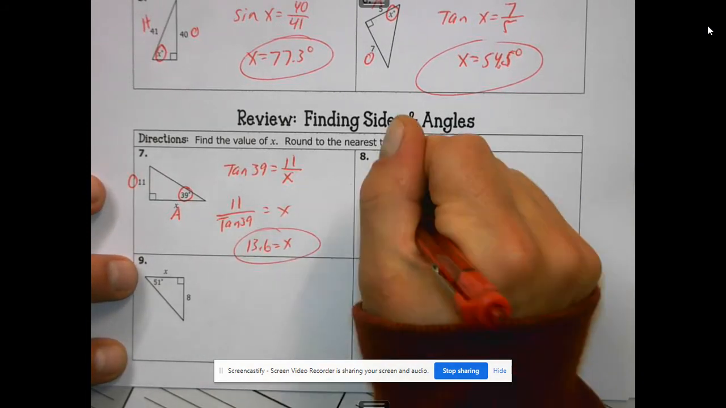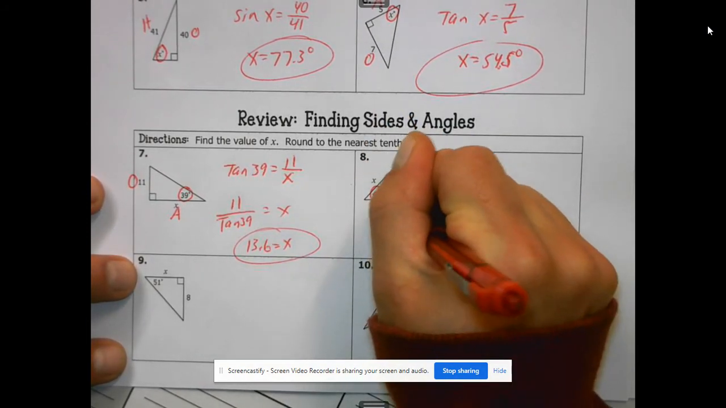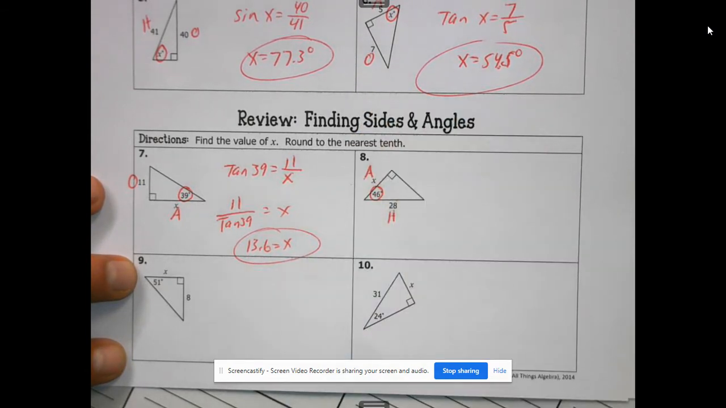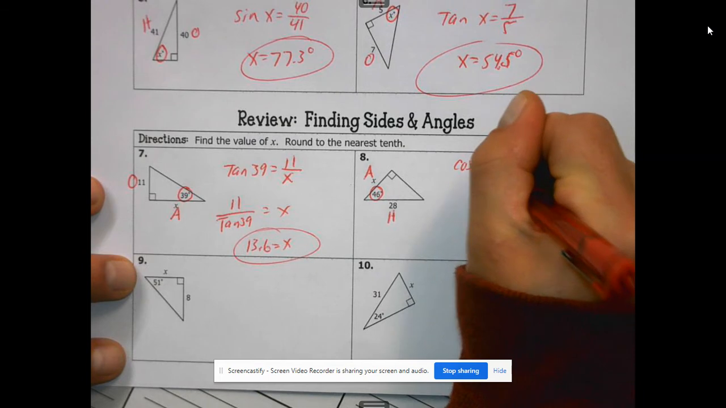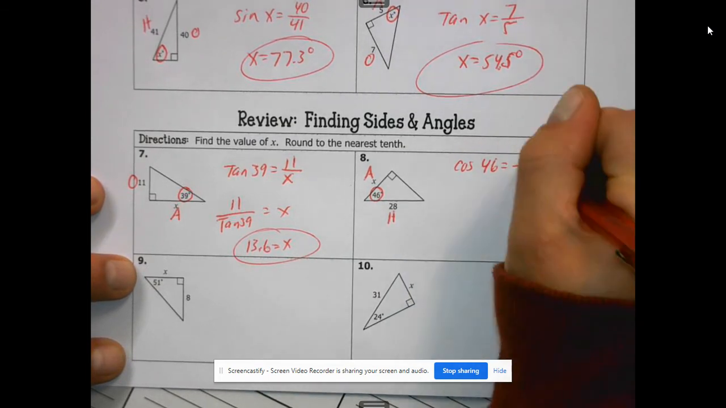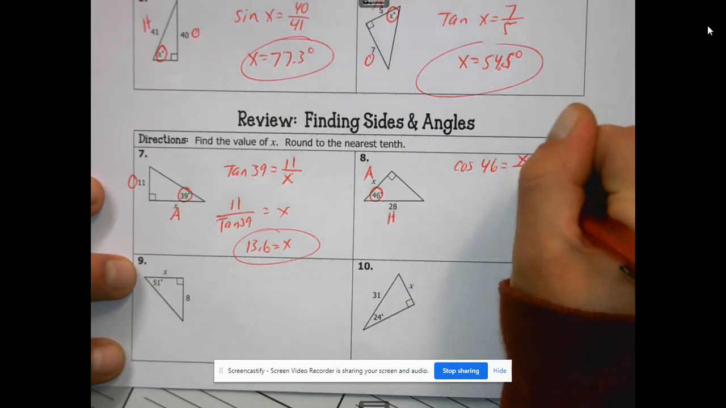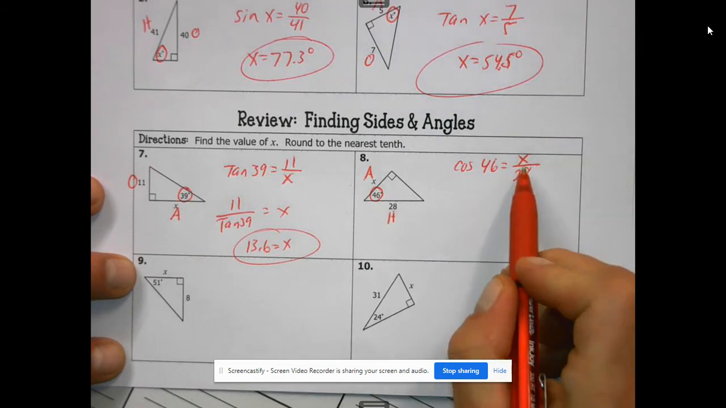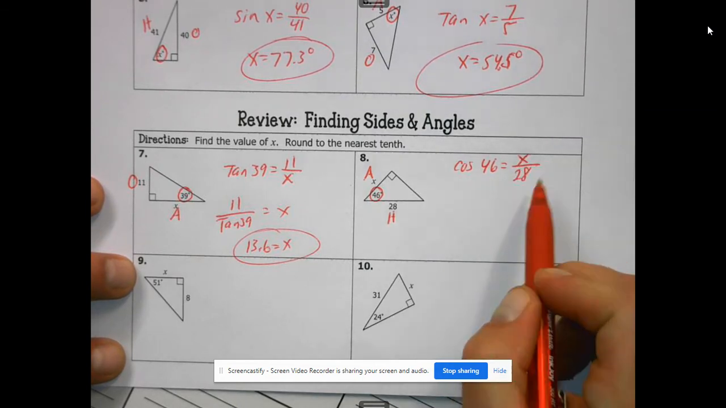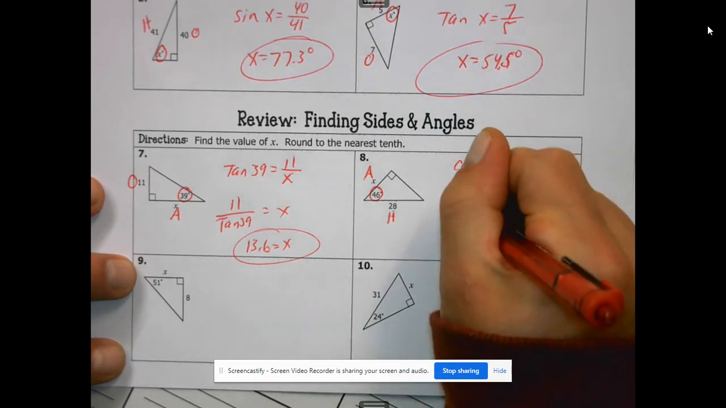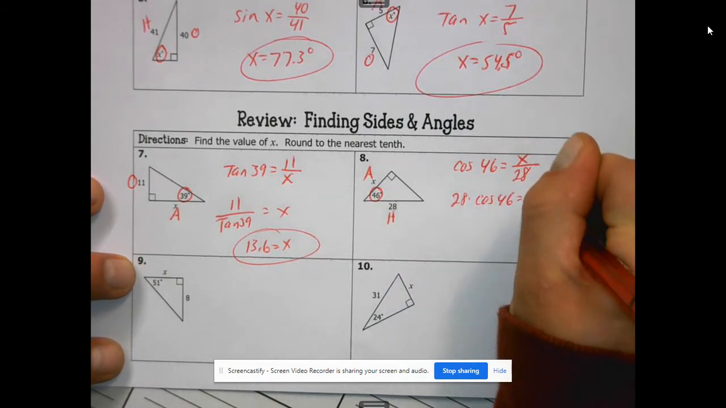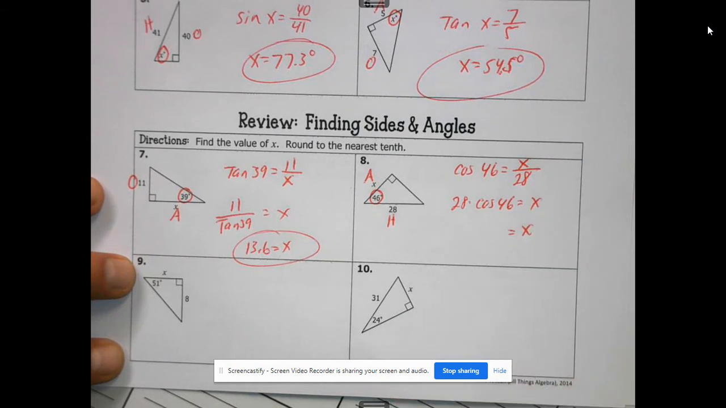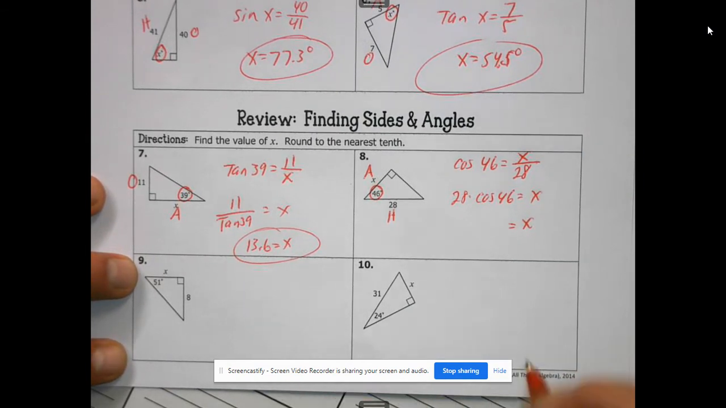Number 8, there's the angle. 28's opposite. X is adjacent. A and the H, cosine. Cosine of 46, adjacent X over hypotenuse 28. If the variable is on top, you have to multiply. You would type in 28 times cosine 46. If you do that correctly, you come out to be 19.5.